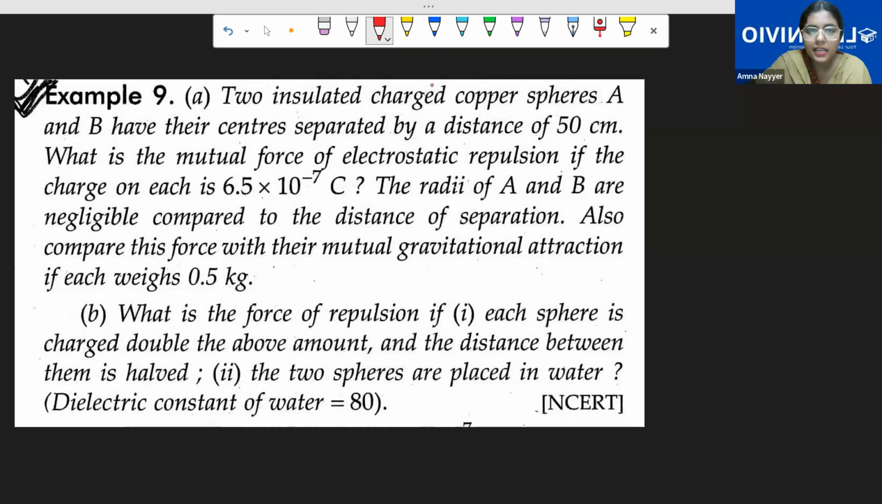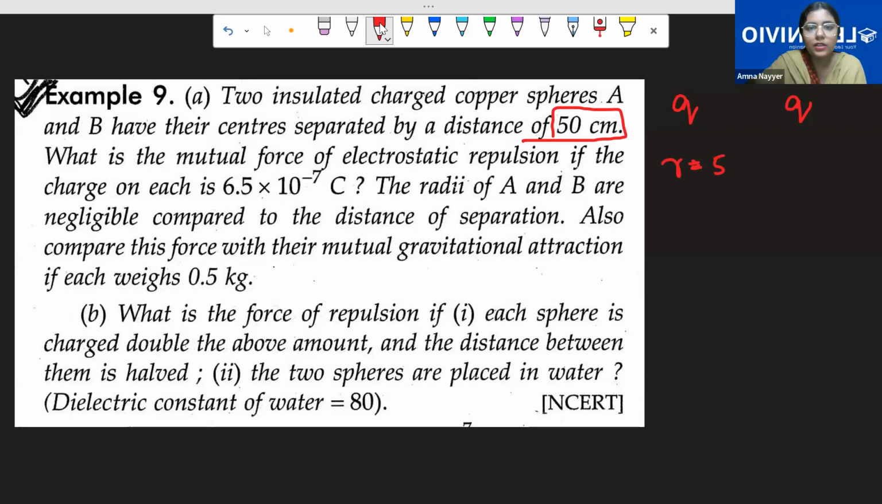So what does this question say? Two insulated charged copper spheres A and B have their centers separated by a distance of 50 centimeters. Centers separated. Yesterday, I told you that you always have to take the centers of the spheres whenever you have spheres present for Coulomb's law to be applicable. So whatever the charges are, let's say Q is there over here, and it says by a distance of 50 centimeters.